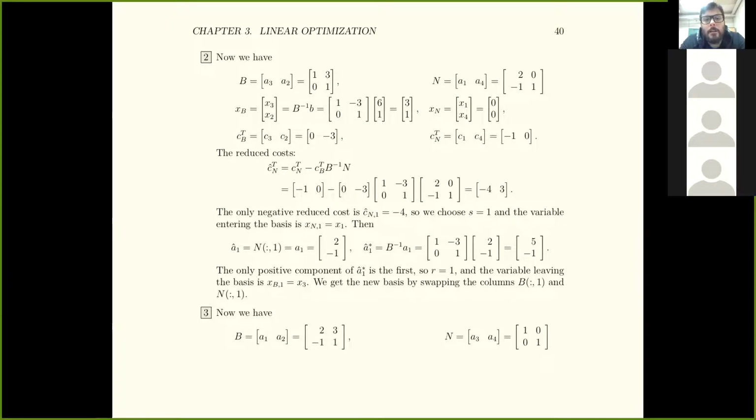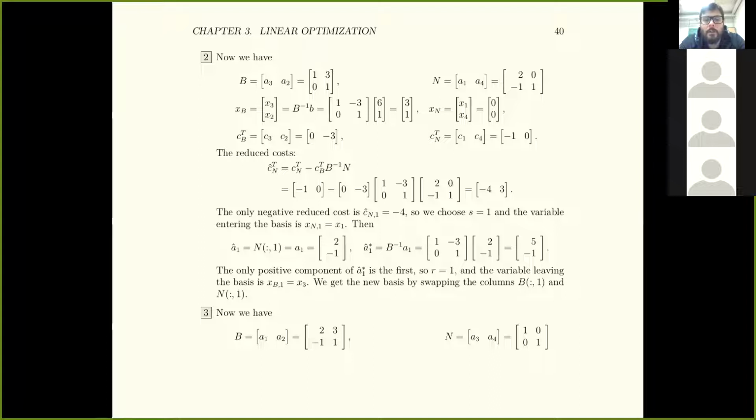So we have a new basic solution consisting of the vector 3, 1, meaning x3 is 3 and x2 is 1. Obviously, the null variables will be 0. We calculate the reduced costs, and we notice that there is one component that is negative, and that would be the first null variable, which is the first variable x1.